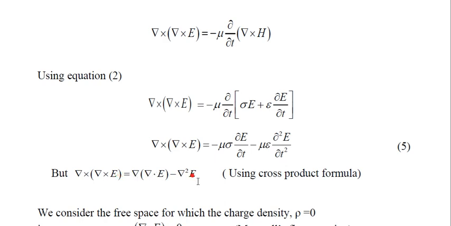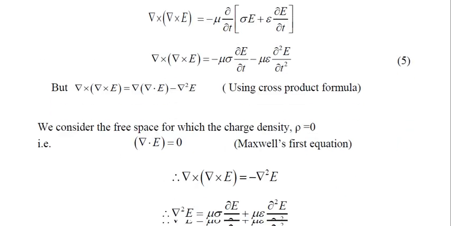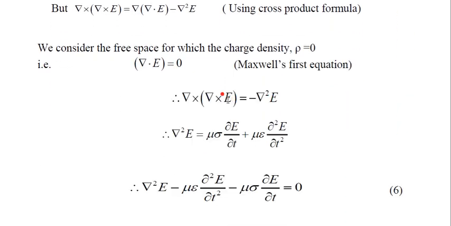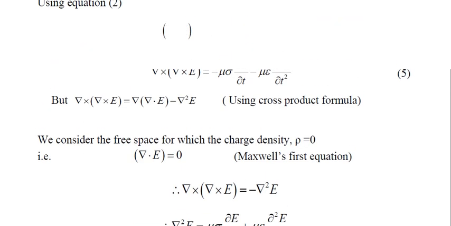calculus. Del cross del cross E is equal to del into del dot E minus del square E. But here for free space, the charge density rho is equal to 0. As rho is equal to 0, del dot E is equal to 0 according to Maxwell's first equation. Hence, the above equation becomes del cross del cross E is equal to minus del square E. This first term is 0, as del dot E is 0.